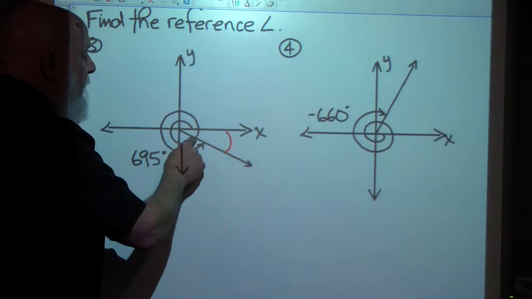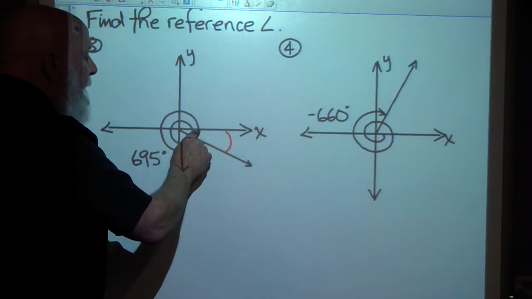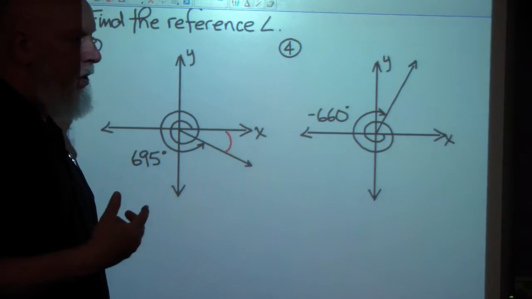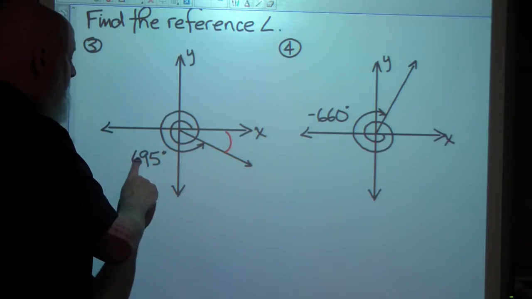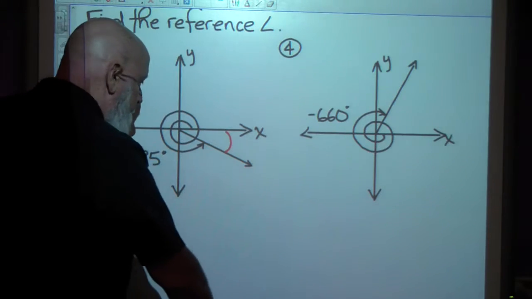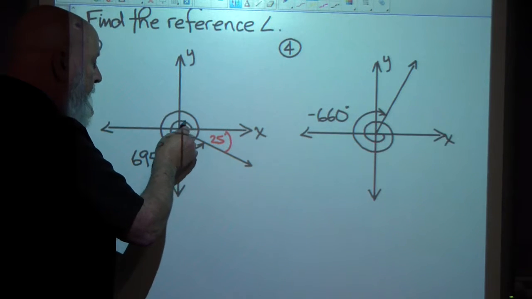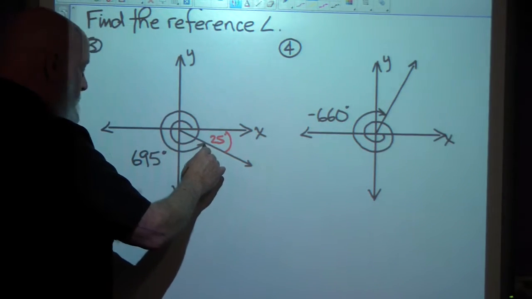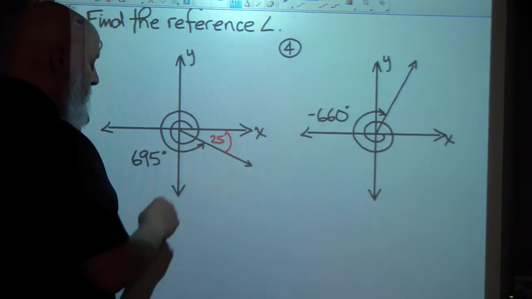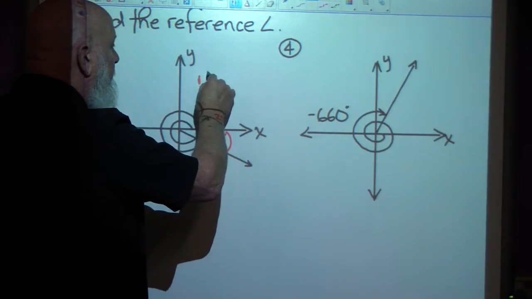Here's 360 all the way to 695. Well, if I went around twice, that would be 360 twice, which is 720. If this is 695, I'd have to go another 25 degrees. So in order to get 2 full rotations, 720 degrees, I stopped at 695. That leaves me with 25 more to go to get to 720. So my reference angle is 25 degrees.